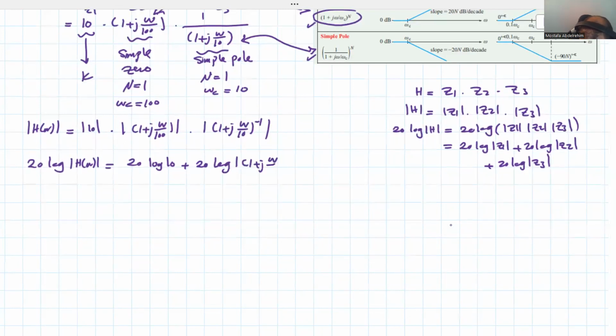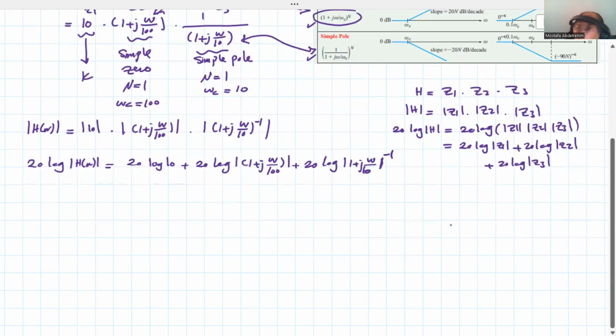Plus 20 log magnitude of 1 plus j omega over 100, plus 20 log magnitude of 1 plus j omega over 10 to the power of minus 1. So that's equal to 20, because log 10 is 1, plus 20 log of 1 plus j omega over 100, minus 20 log of 1 plus j omega over 10.